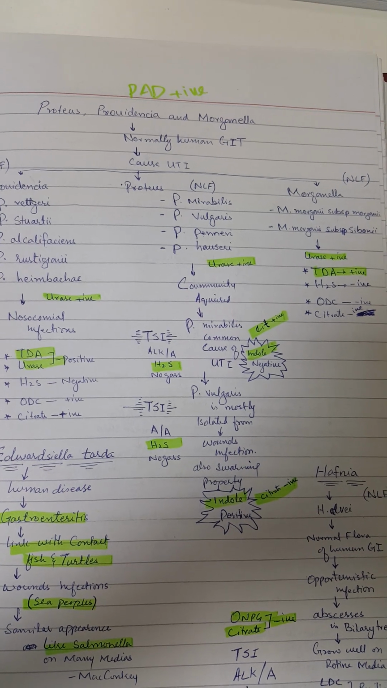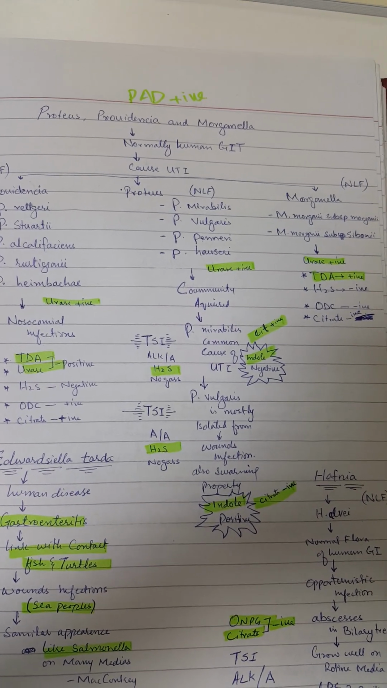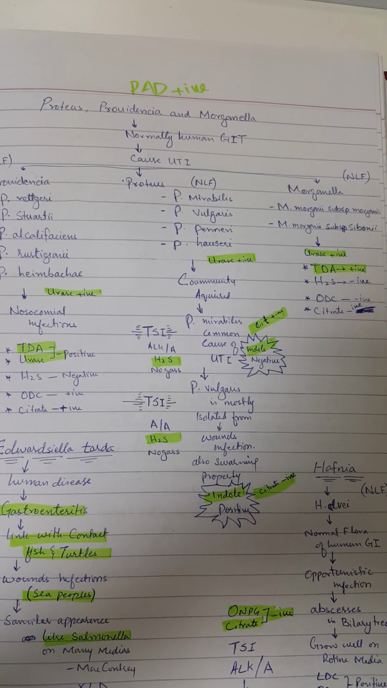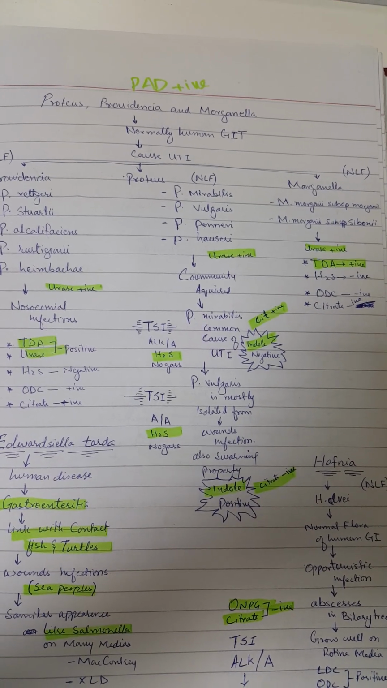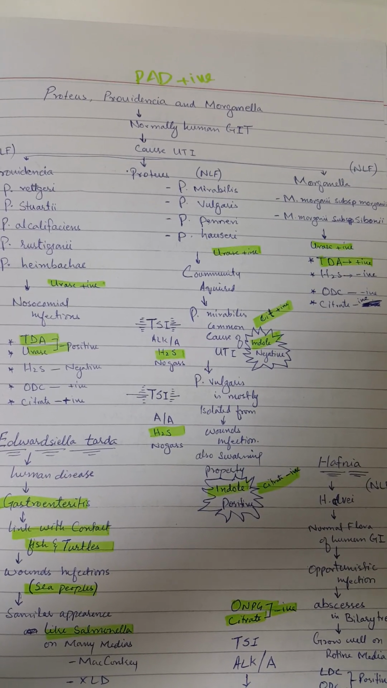If you remember that vulgaris is indole positive, you can answer the citrate also, because if it is indole positive, the citrate must be negative in this case. And in mirabilis, if the indole is negative, the citrate must be positive.